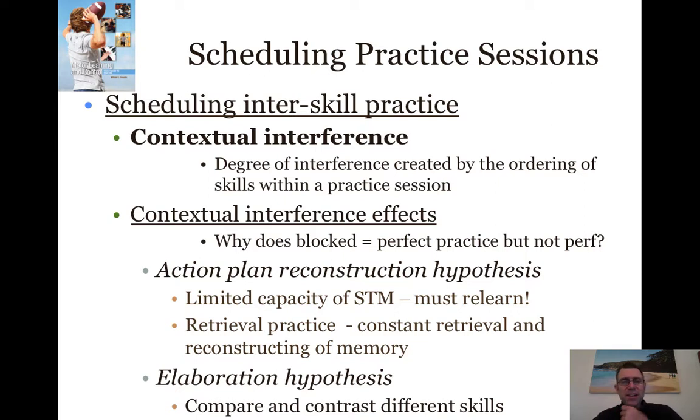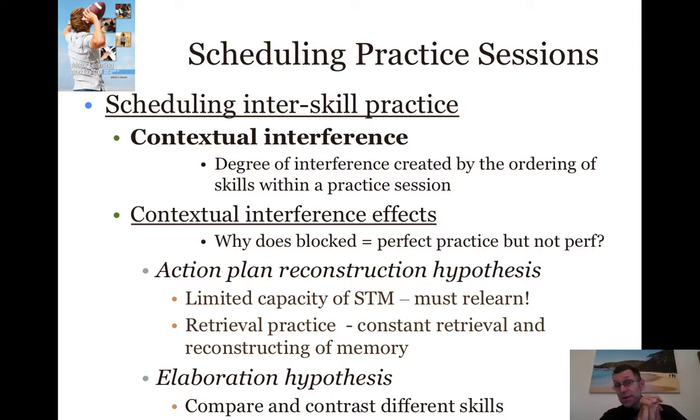I promised I'd define contextual interference: the degree of interference created by the ordering of skills within a practice session. From that previous example, we had the blocked versus the random. Blocked has very little contextual interference. The ordering of skills doesn't interfere with the practice session, or it doesn't provide any challenge. We know exactly what to expect. We're doing each individual skill in blocks, right? So very low contextual interference with block practice.